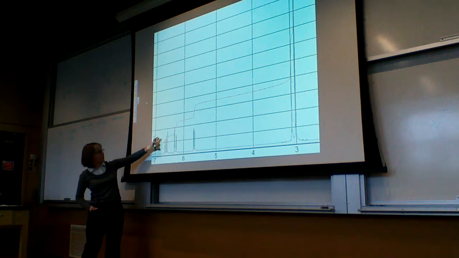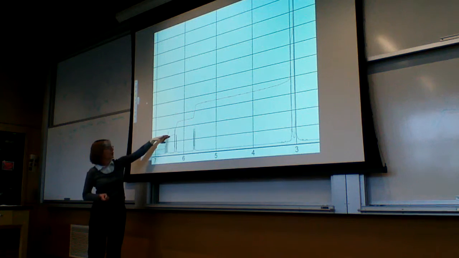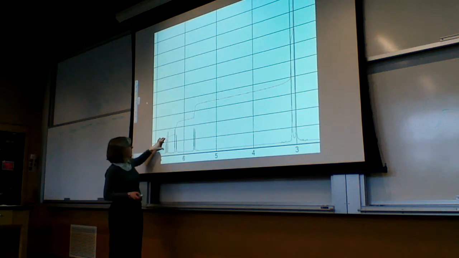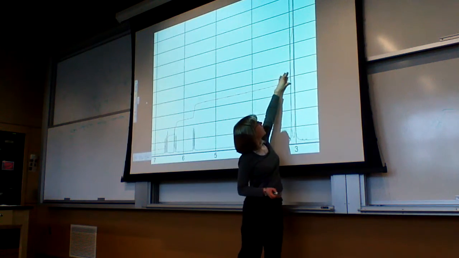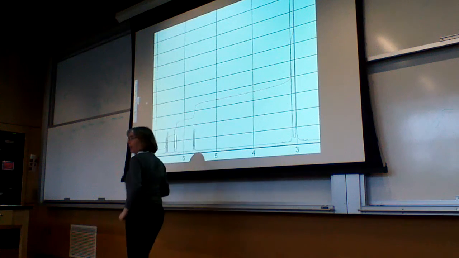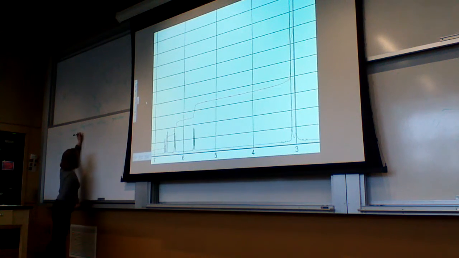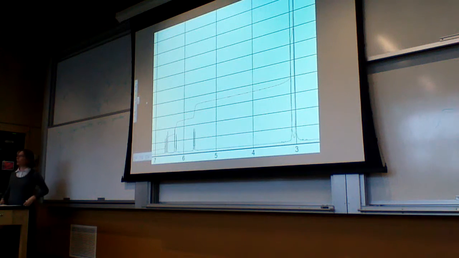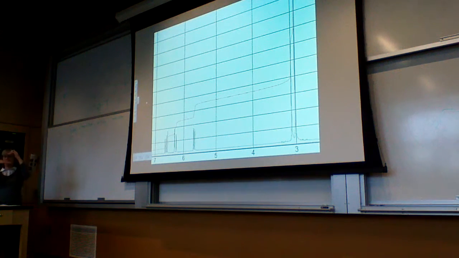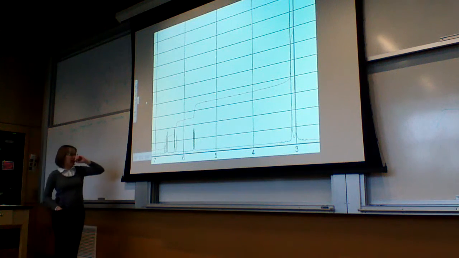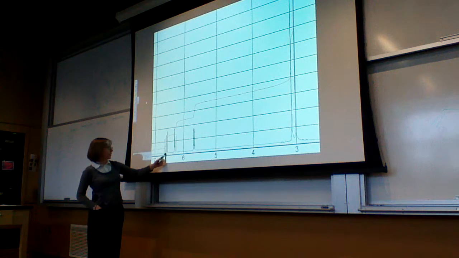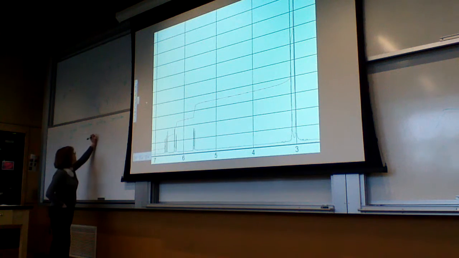The integration for this one, if I measure from here to here, those are about equivalent, and then these ones are about 3 times higher. So we're going to assign 1 to that integration. If you're doing this on your own, you'll want to measure the difference in that height, and then divide by the smallest one to get your ratio. But I know from the structure that that corresponds to 1. And this splitting pattern, although we haven't talked about it, is a doublet of doublets.